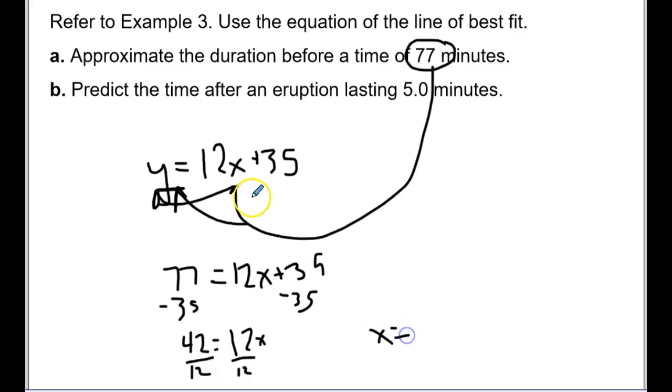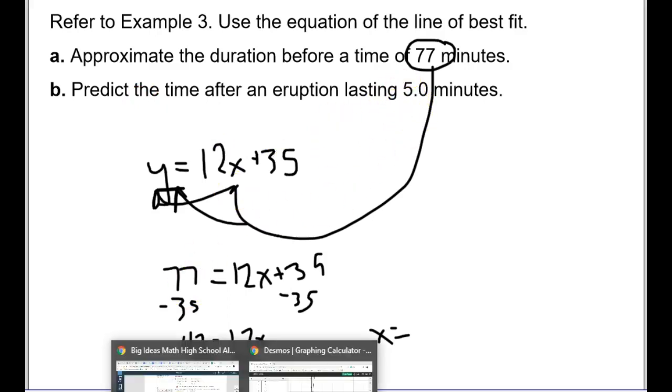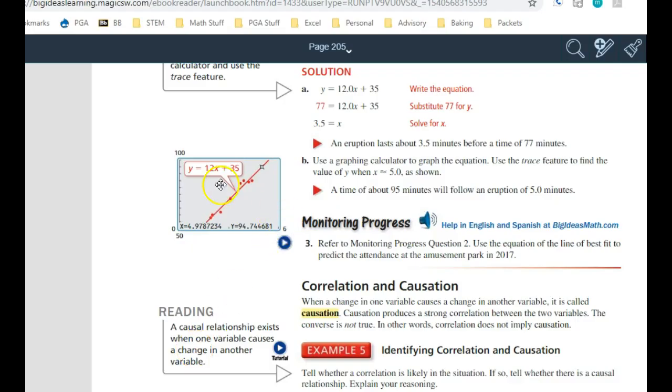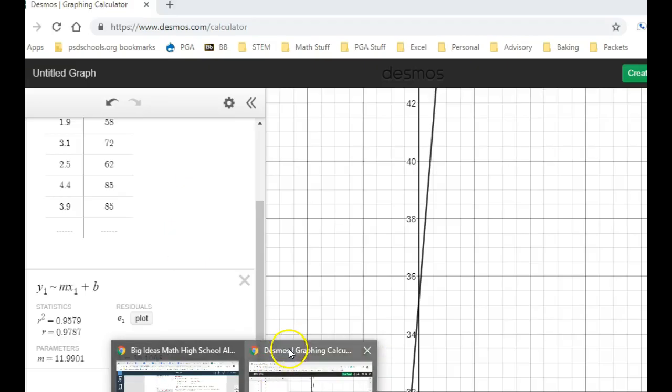Okay, so I've used the line of best fit that I got from Desmos to help me extrapolate some more data. Now I'm being asked to predict the time after an eruption lasting 5 minutes. I can substitute this in, but I also want to show you how you can use Desmos to do this as well. If you look in the book, it shows you that you can use the trace feature in your calculator to find where our x value is about 5. But let me show you a way that you can do that using Desmos.